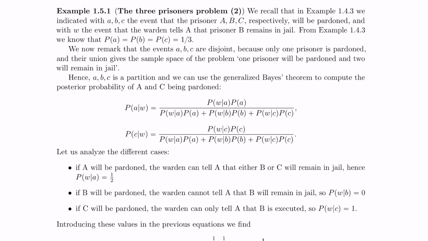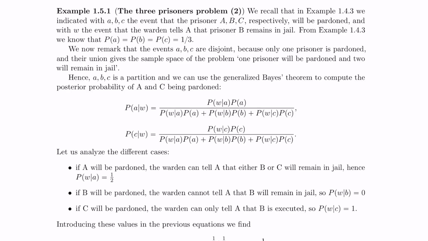So, if you have revisited the example, you know that we have indicated with A, B, and C the events that the prisoners A, B, and C, respectively, will be pardoned, and with W, the event that the warden tells A that prisoner B remains in jail. The probabilities of A, B, and C are identical, and their value is 1/3. Now consider the fact that the sample space of the three prisoners problem is this one here. One prisoner will be pardoned, and two will remain in jail.